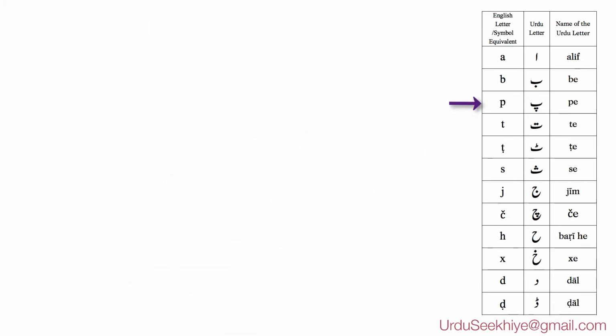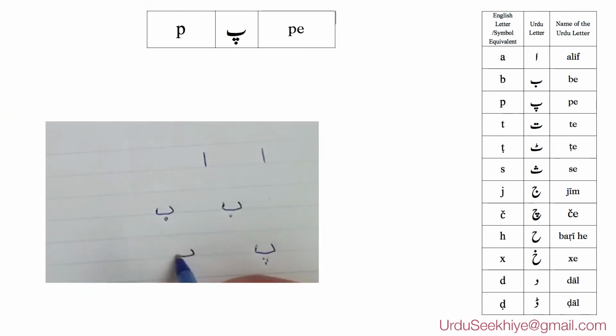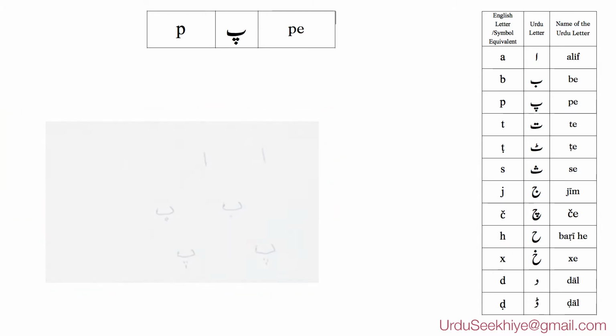The third letter in Urdu is pe. It's like be in written form, but instead of one dot below the boat-like structure, there are three. Our first word is patang. Patang means kite.